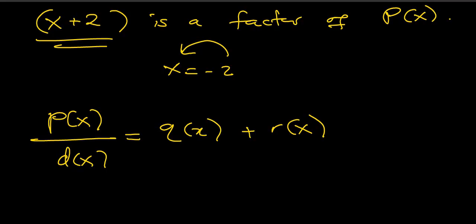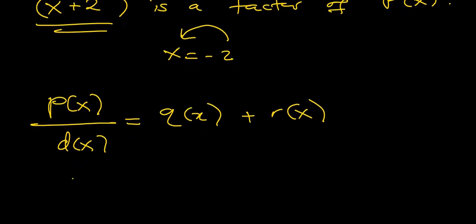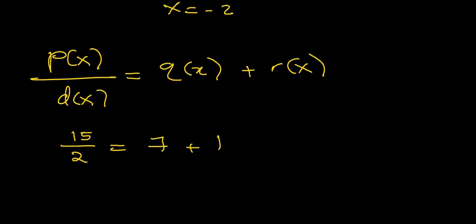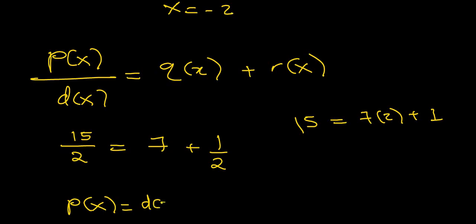Remember that thing you were doing in primary school. If I give you 15 divided by 2, this will give you 7, plus the remainder. The remainder is 1, right? So we say something like 7.5, because this is going to be 1 over 2. So we're just going to say 15 can be written as 2 times 7, then plus 1. In short, our polynomial can be written as the divisor multiplying the quotient, then plus the remainder that we have.